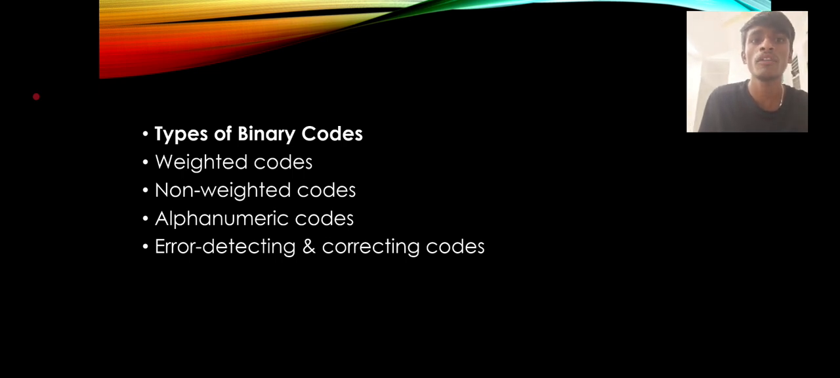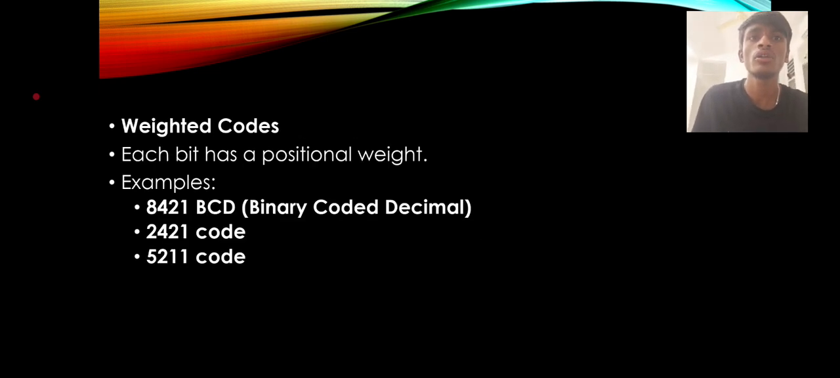Now I will tell about the weighted codes. In weighted codes, each bit has a positional weight. Each bit in a binary number has a specific weight based on its position. The weight is generally a power of 2, starting from 2 power 0 equal to 1 at the rightmost to 2 power n at the leftmost. The examples of weighted codes are 8421 binary coded decimal, 2421 code, and 5211 code.